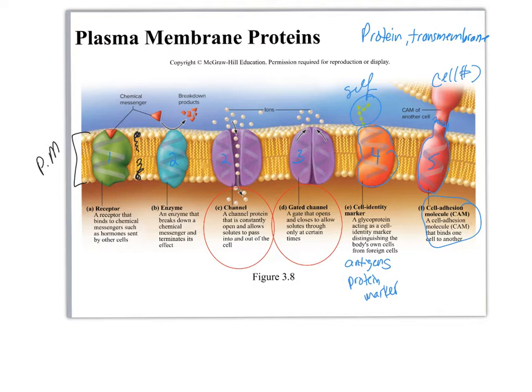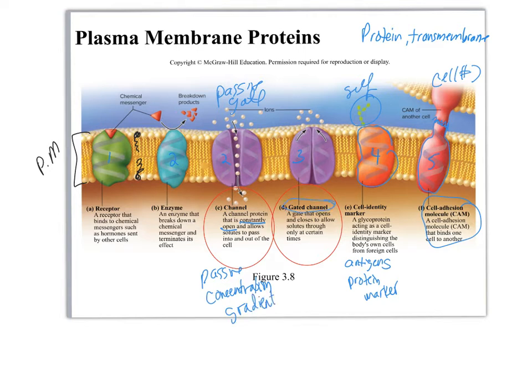Now, these are the next two things right here. This is a passive gate, okay? Passive, constantly open and allows things to go either in or out, and it's going to follow a concentration gradient. These are present to various degrees everywhere, okay?